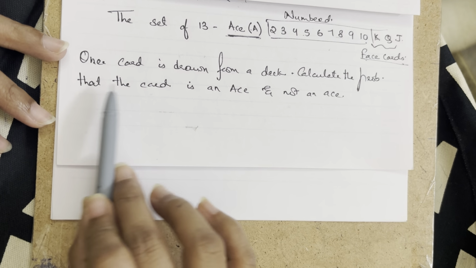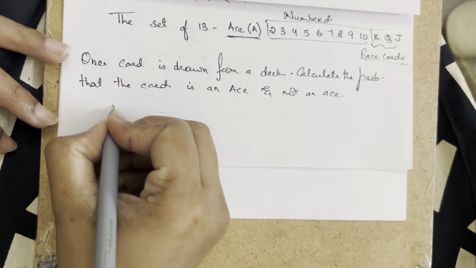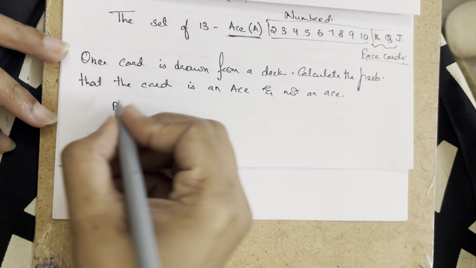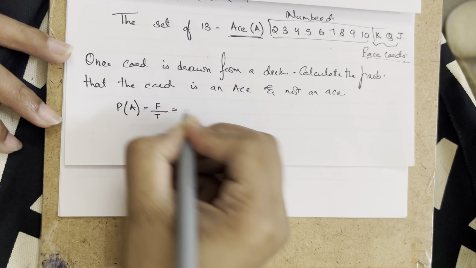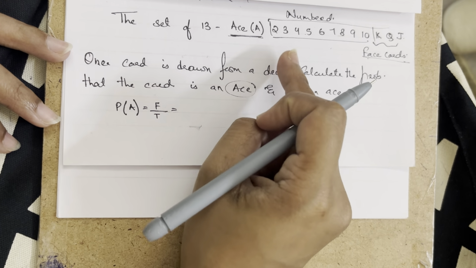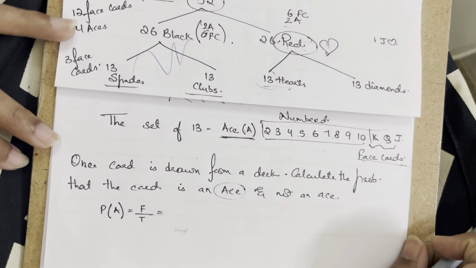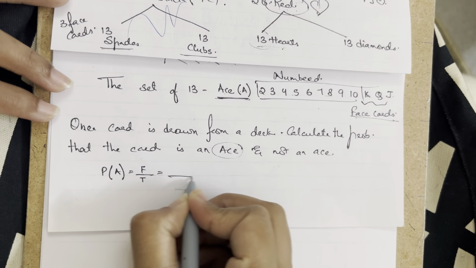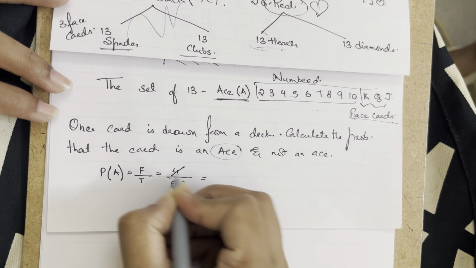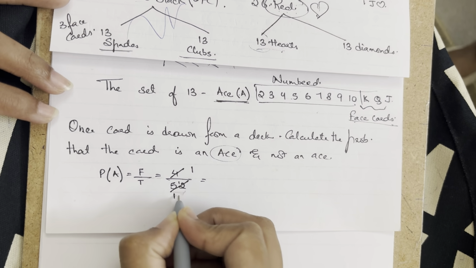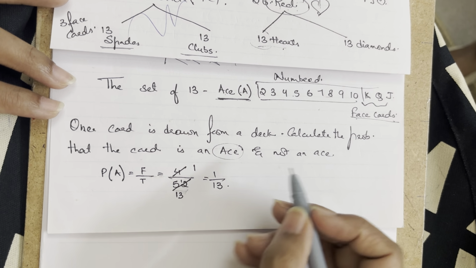Calculate the probability that the card drawn at random is an ace. So the probability of finding an ace from the deck of 52 cards is favorable upon total. How many aces are there in the deck of 52 cards? We just saw that there are 4 aces. So it is going to be 4, and the total number of cards is 52. So 4 ones are 4, 4 thirteens are 52. So 1 upon 13 is the probability of finding an ace.